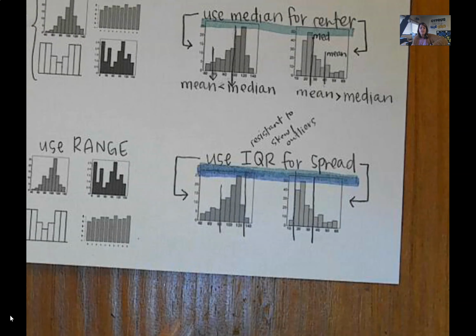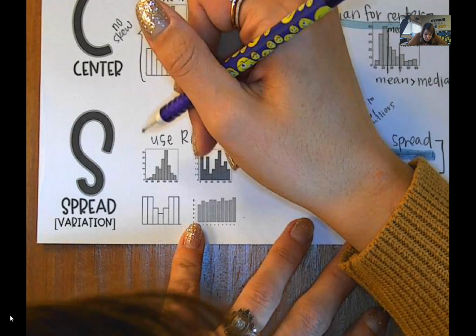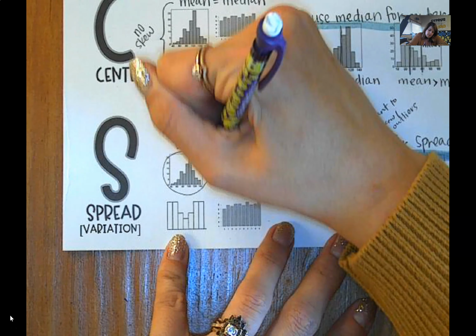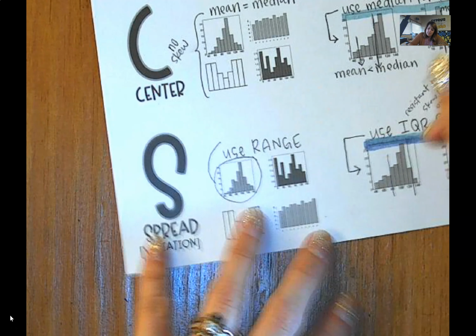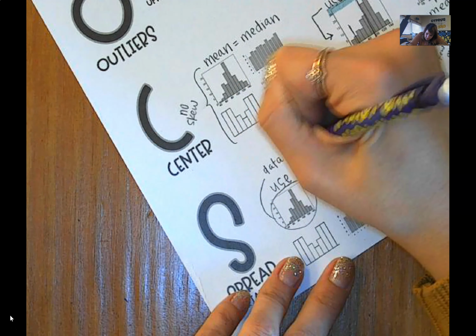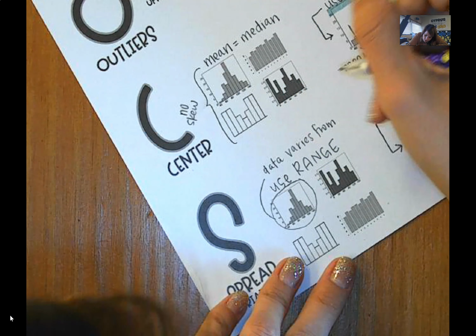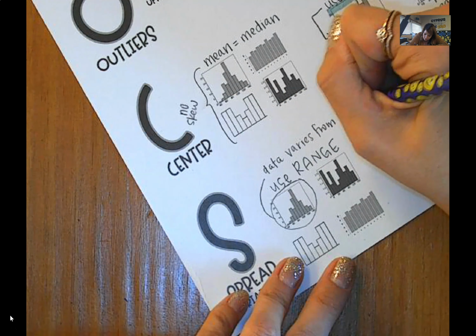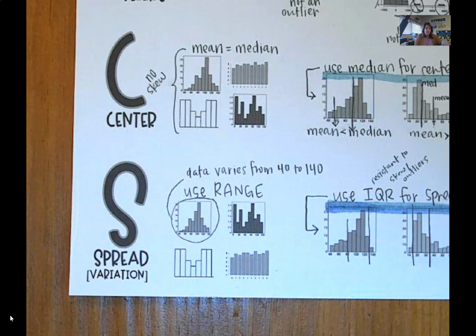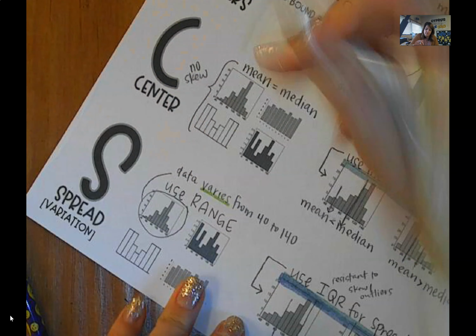And then the one last thing that I want to mention on range is this. Let's look at this histogram right here. We would say the data varies from 40 to 140. And the key word here is the word varies.